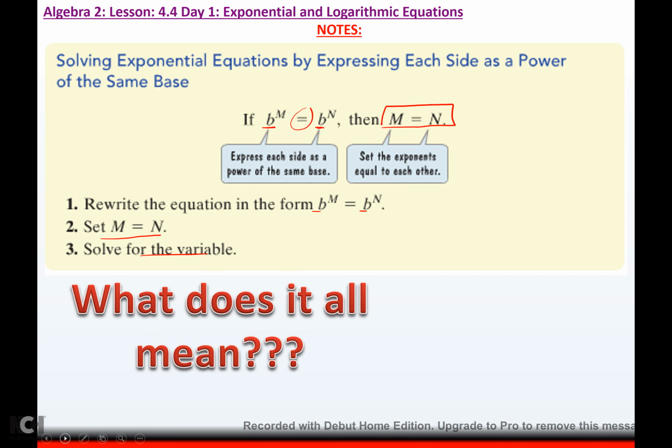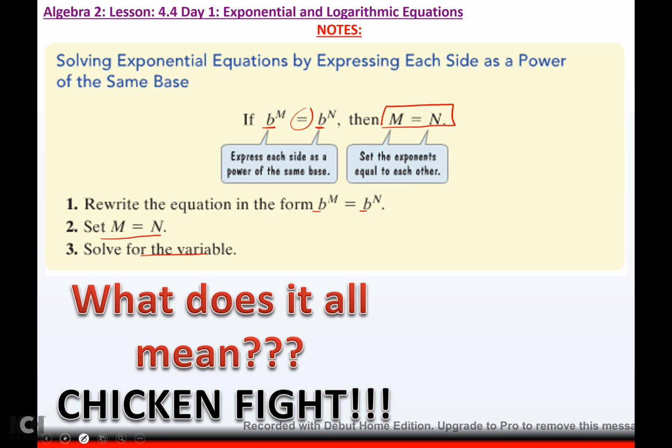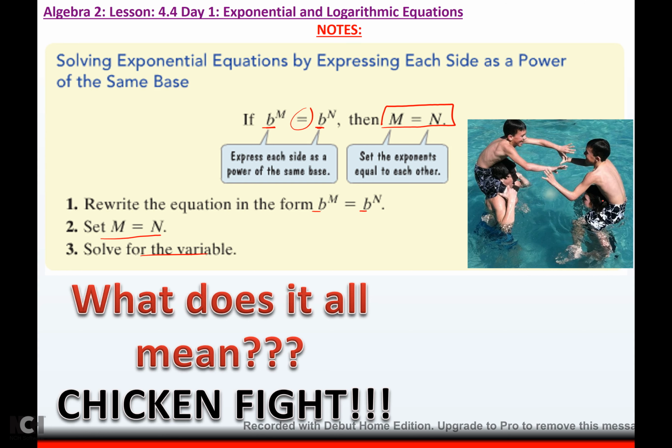Alright, but what does this all mean? Well, do you remember back in the days when you'd get in a swimming pool and you'd have chicken fights where you get on your friend's shoulders, right? You want the two guys on the bottom to be matched so that the two guys on top can fight.